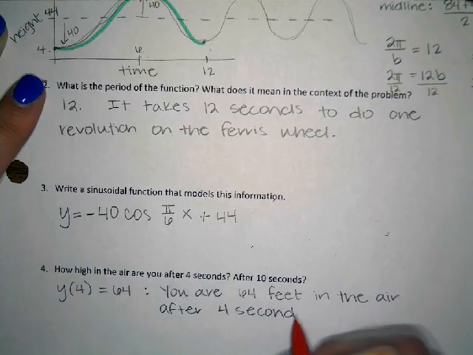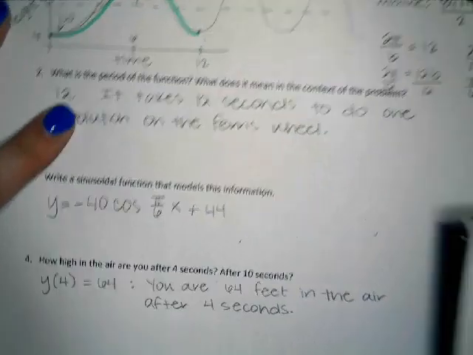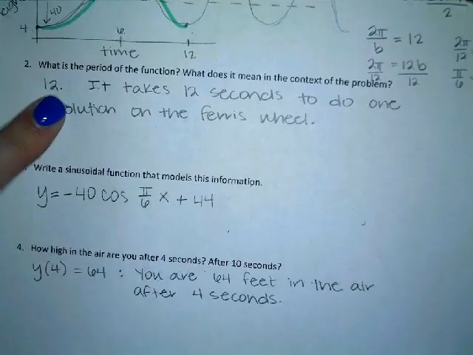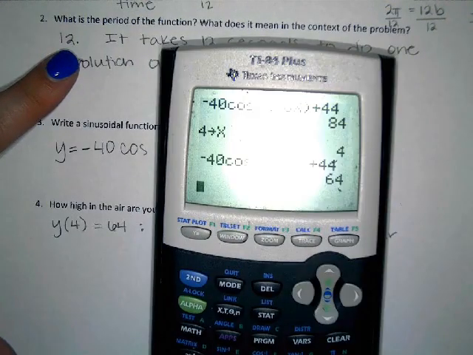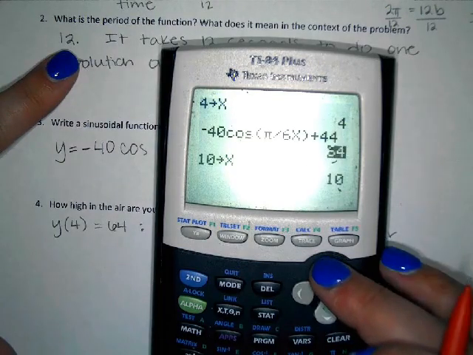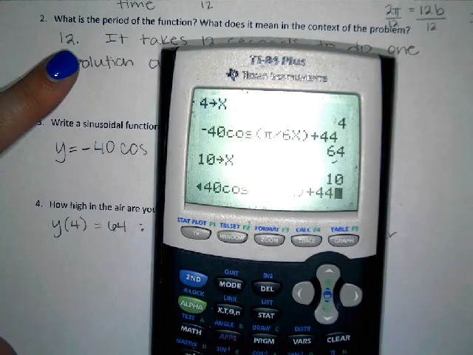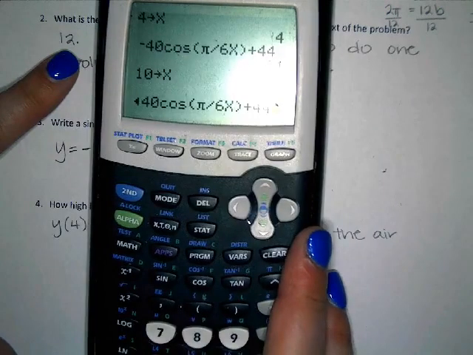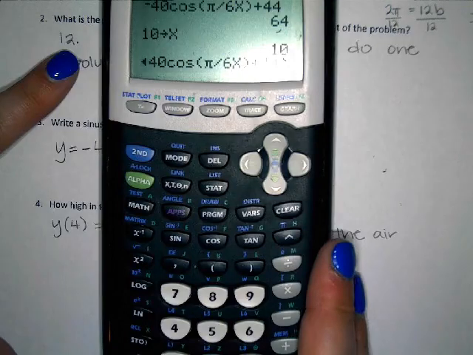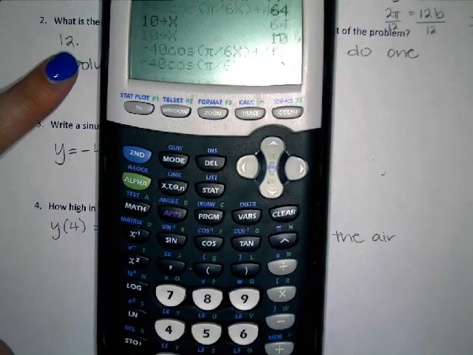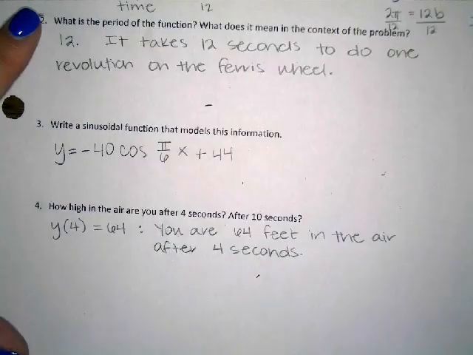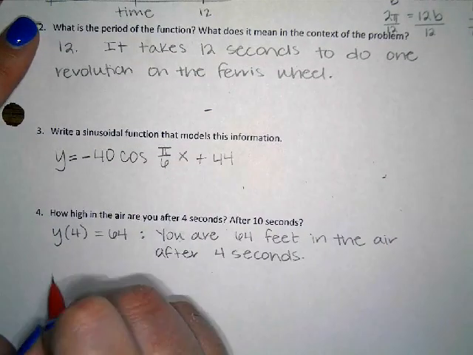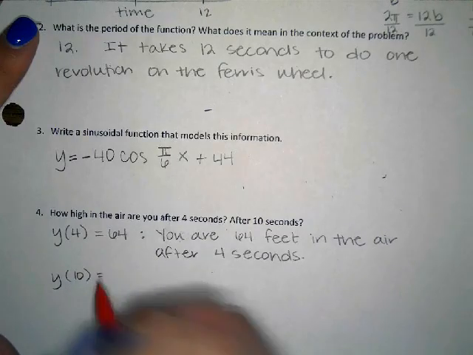Okay, I'll go ahead and I'll do the same thing with 10. So I'm going to take the 10 and I'm going to store it as x. And then I'm going to go up and I'm going to grab that equation. I'm going to copy paste it. And then I'll see what it equals. And what do you guys get? 24.